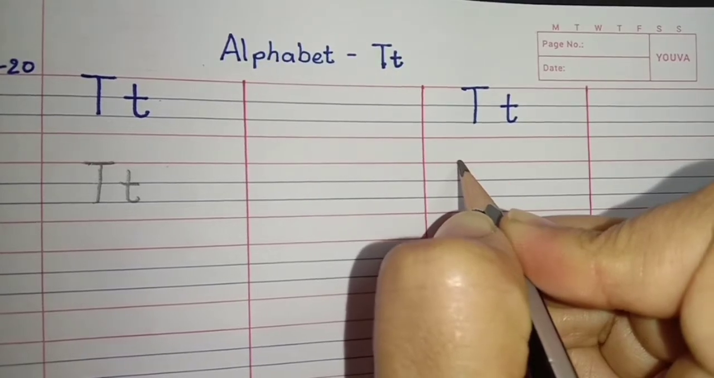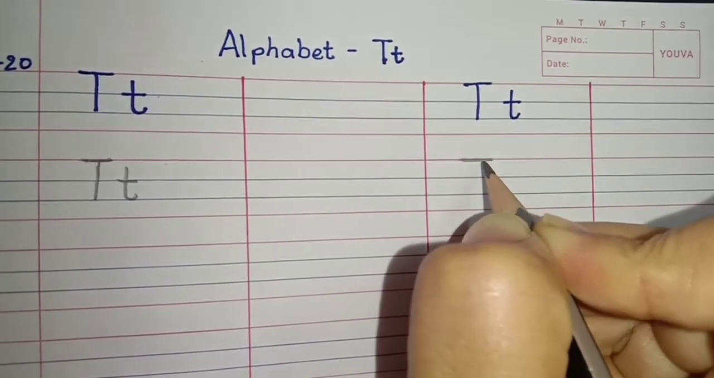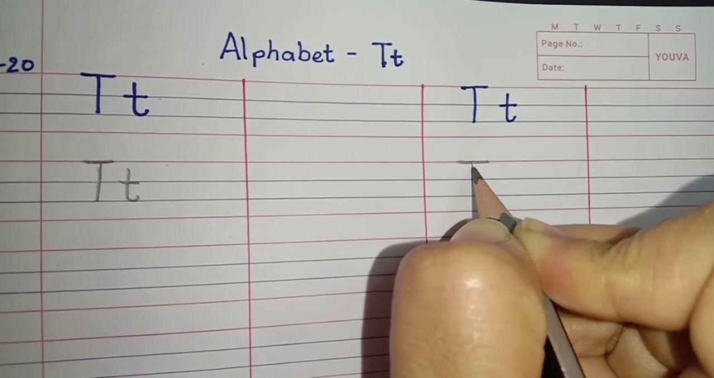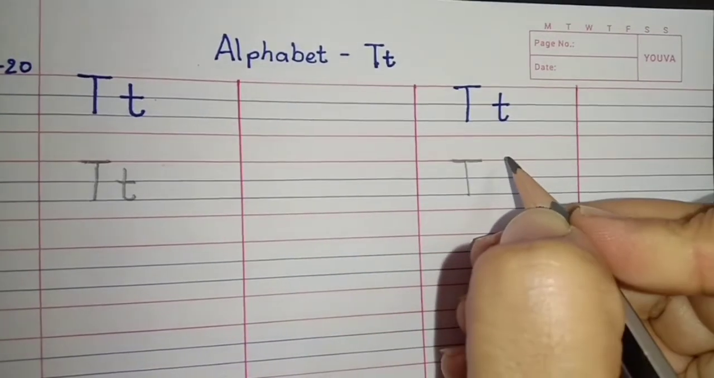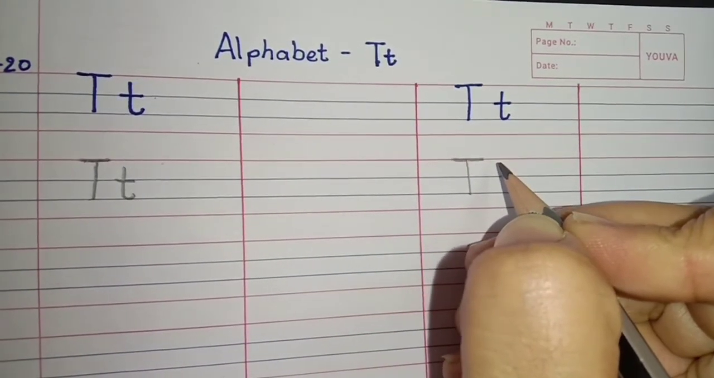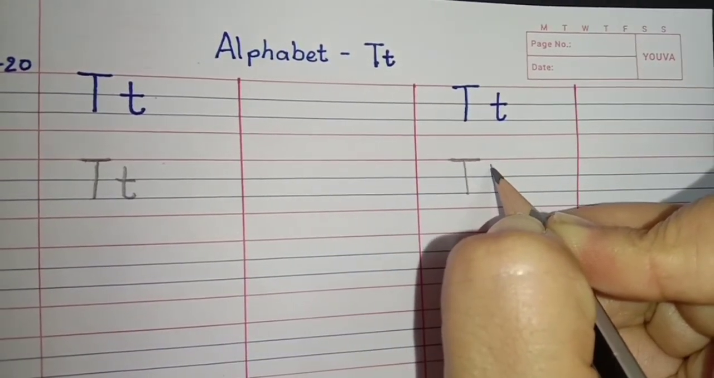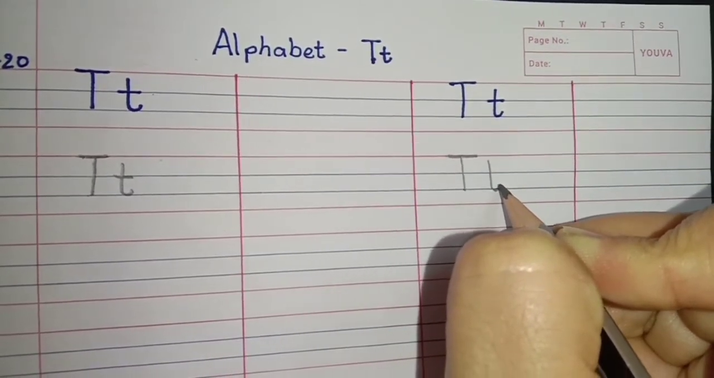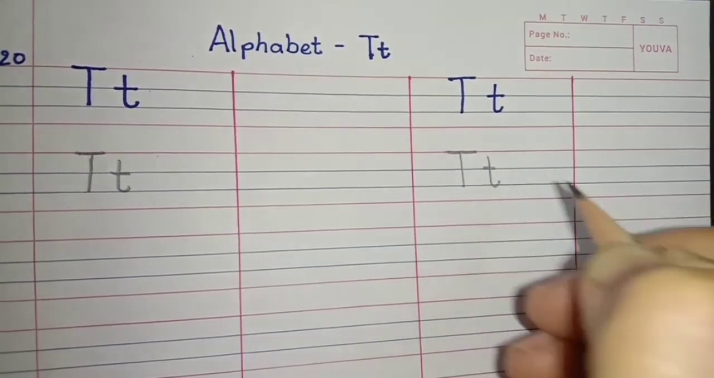For capital T, make a slipping line on first red line, then make a standing line from first red line till second blue line. For small t, leave some space, make a standing line till second blue line, make a little curve on second blue line and a slipping line on first blue line.